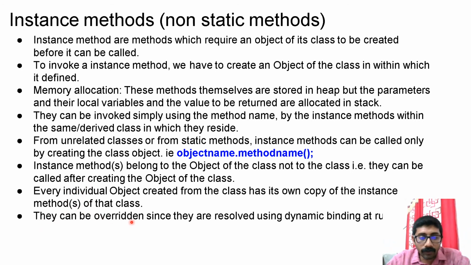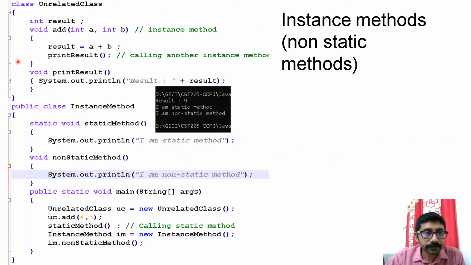They can be overridden since they are resolved using dynamic binding at runtime. This overriding is something we haven't introduced till now, but just keep in mind that an instance method can be overridden. I will explain what overriding is later. Okay, let us see one example.